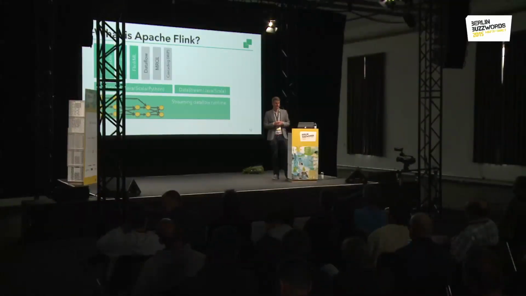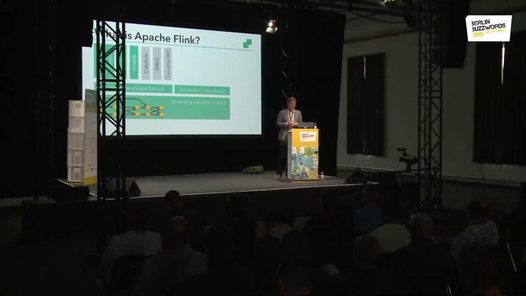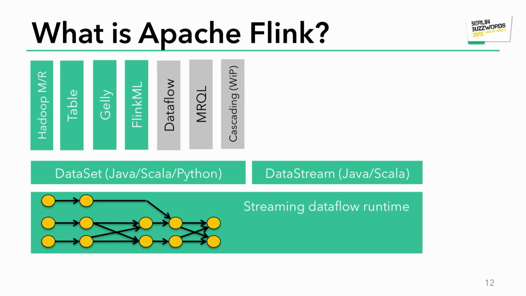On top of the batch processing API, by now, one could say a rich ecosystem has been developed. So there are some extension libraries. Some of them are already part of the current release. Some of them will be part of the upcoming 0.9 release, which will hopefully be released in 1 to 2 weeks. And some of the most important additions are the Hadoop compatibility layer, which allows you to run Hadoop jobs on Apache Flink.